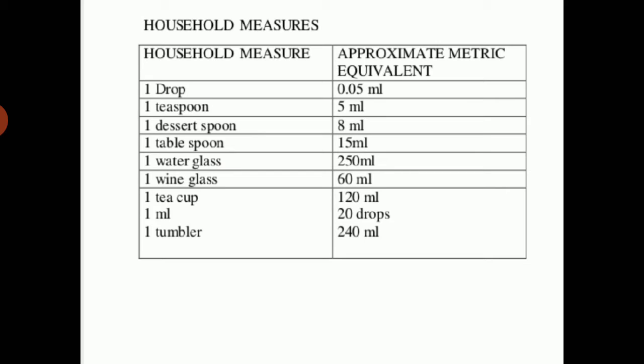Household measures. There are some other measurements like 1 drop is equal to 0.05 ml, 1 teaspoon is equal to 5 ml, 1 dessert spoon is equal to 8 ml, 1 tablespoon is equal to 15 ml, and 1 water glass is equivalent to 250 ml, 1 wine glass is equivalent to 60 ml, 1 tea cup is equivalent to 120 ml, and 1 ml is equivalent to 20 drops, and 1 tumbler is equivalent to 240 ml.